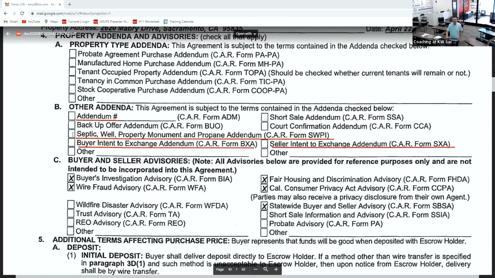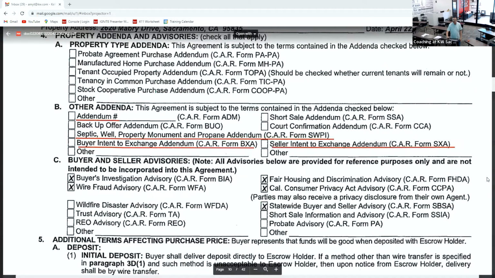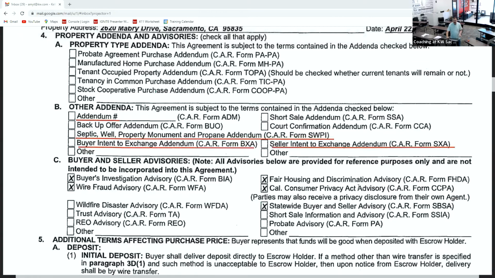Let's see, important one here. We have a lot of rural property around here. You go to Rio Linda, Alberta, the area around Davis, Yolo County, where you have septic systems, well systems, propane tanks, things like that. If the property is one of those types of property, you want to check this, and you want to get the form SWPI. You're going to spell out within that form who's going to pay for the septic inspection, who's going to pay for the well test. It's going to spell out whether the propane tank is owned or leased, all that good stuff that's important for your client to know.